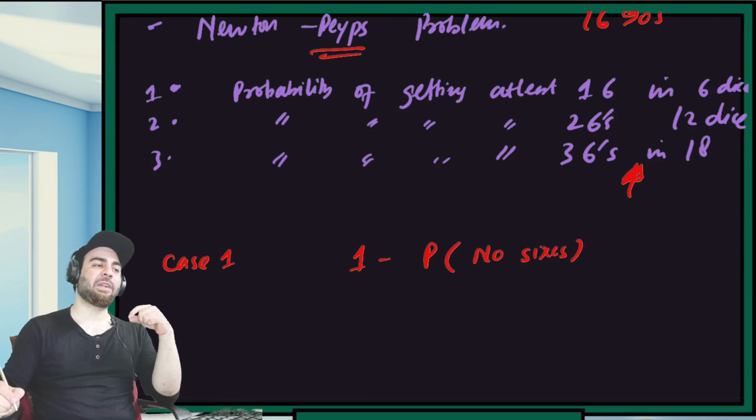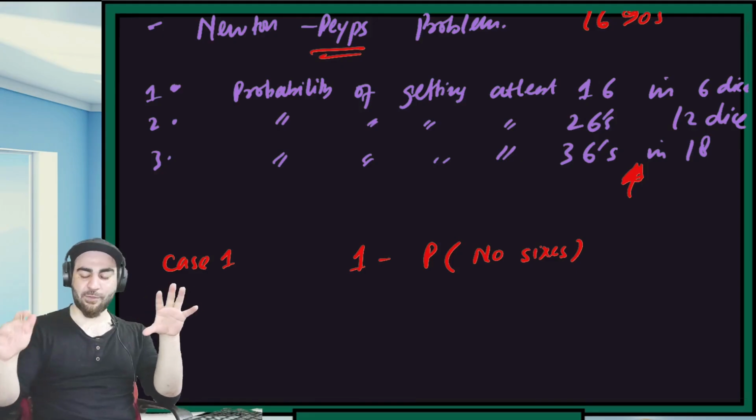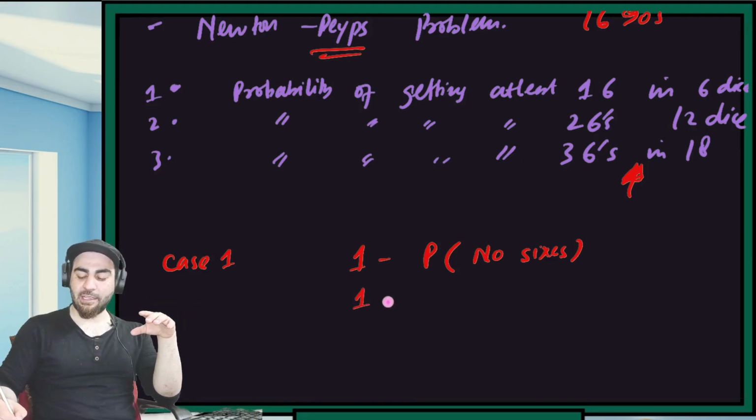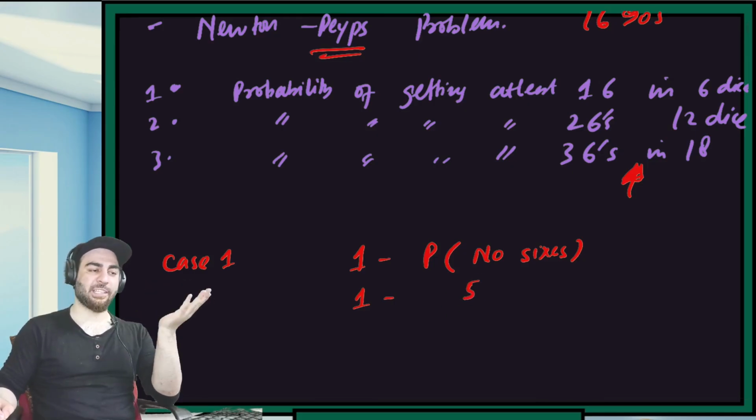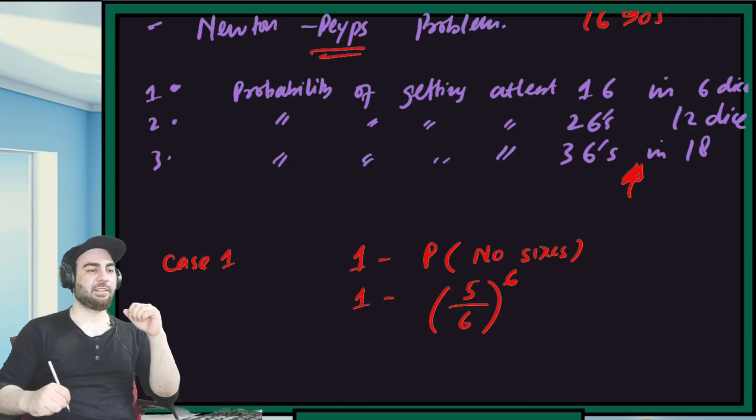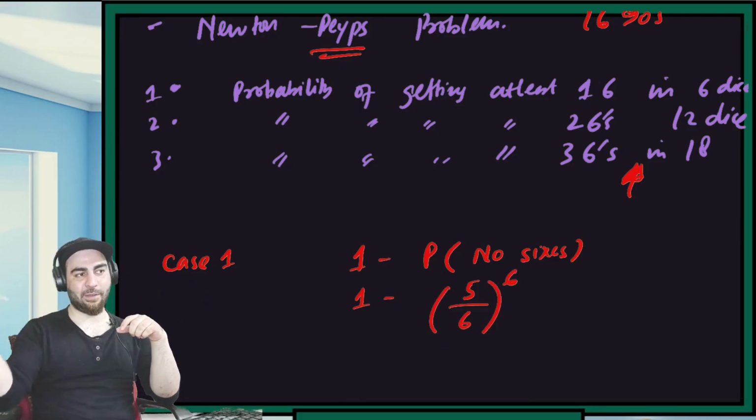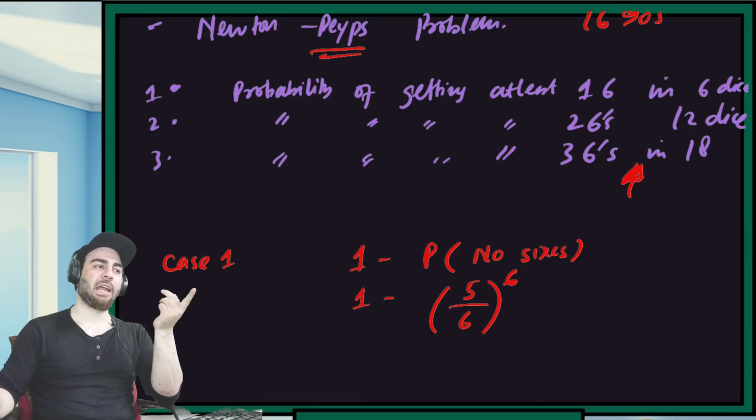Now I'll assume independence. Each of the dice is independent of one another, so I can multiply them. Probability of no 6s basically means I have 5 non-6 outcomes out of a total of 6. But how many dice do I have? 6. So I'm saying 5 by 6 multiplied by 5 by 6 multiplied by 5 by 6. That is the probability of getting no 6 in any of the dice. So I'm saying 1 minus that, which means the probability that you will get at least one 6.